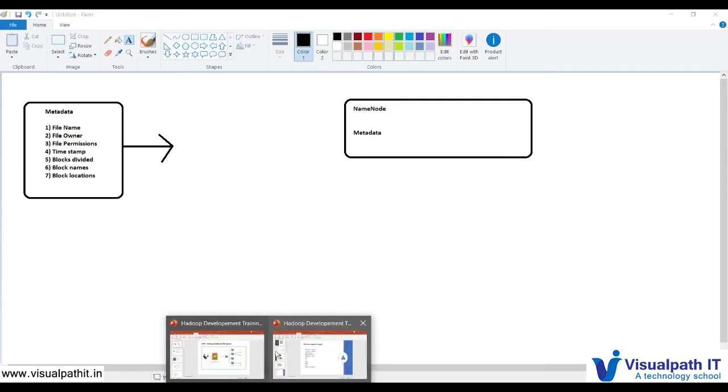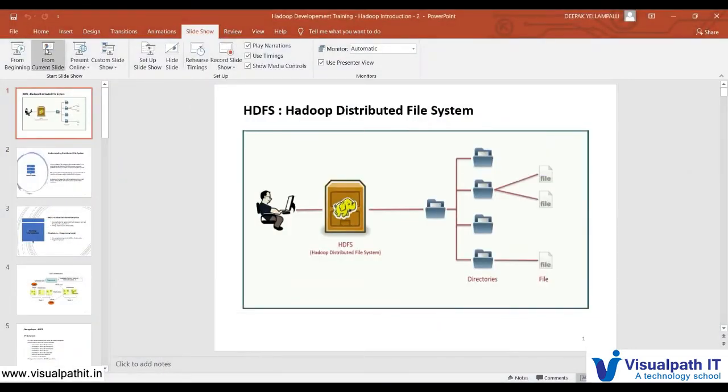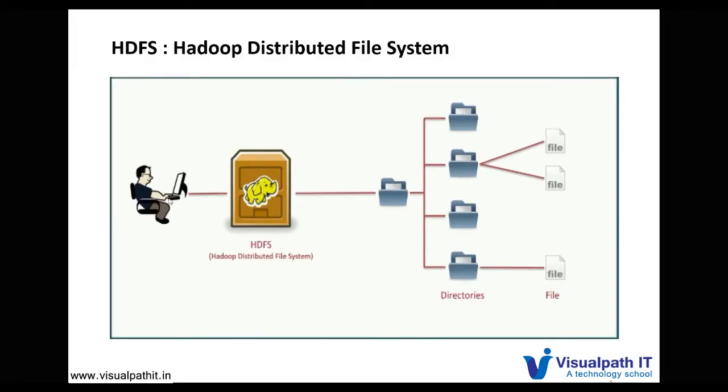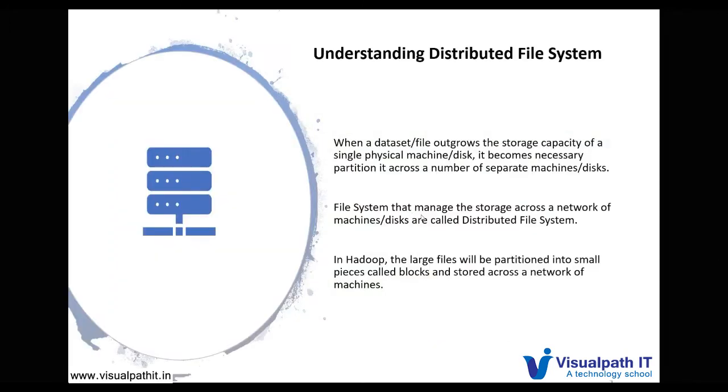So let us go to the PPT. We have seen that when you copy a file, the file is split into blocks and stored in directories. This is called the Hadoop Distributed File System. So what is a distributed file system? When a dataset or file grows beyond the storage capacity of a single physical machine disk, it becomes necessary to partition it across a number of separate machines and disks. A file system that manages the storage across a network of machines and disks is called a distributed file system.